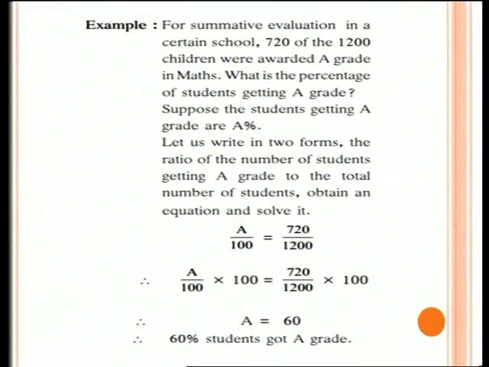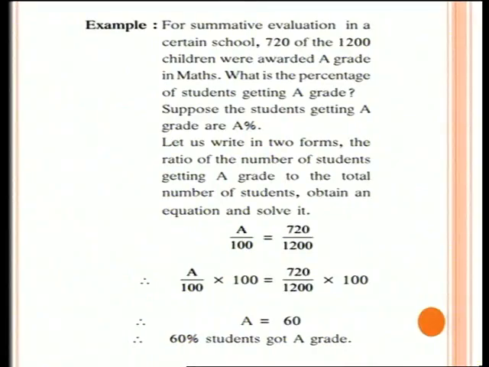The ratio of the number of students getting A grade to the total number of students. Obtain an equation and solve it. We get the equation as shown in the slide: A upon 100 equal to 720 upon 1200. You can see, we multiply by 100 on both sides of this equation as we learned in the previous unit on equations, and we get, by solving this, 60% as the answer.